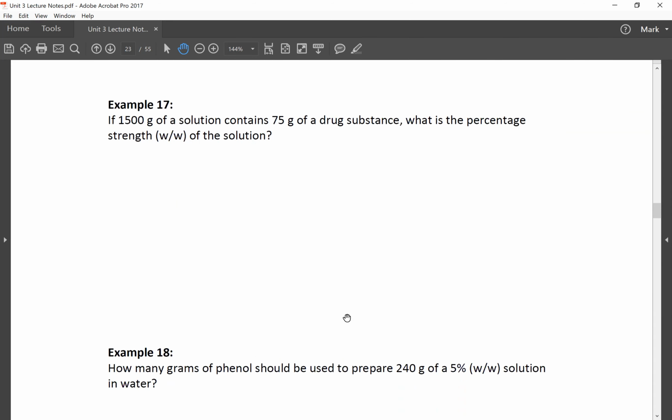Okay, if 1,500 grams of solution contains 75 grams, oh, this is a good one, of a drug substance, what is the percent? So this one's nice. This one's a nice and easy one. So here I have my solute. 1,500 grams would be my solution. This is a nice one. This one is one that you guys should really recognize.